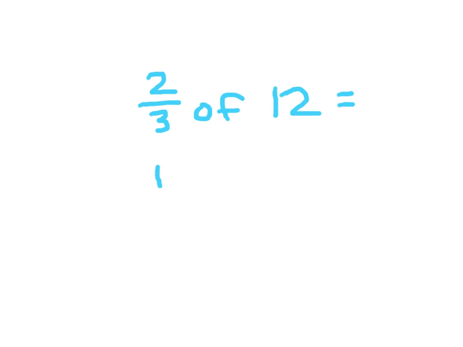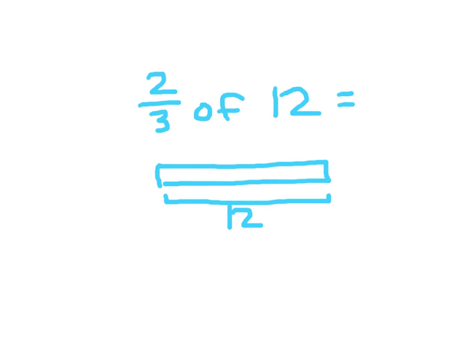2/3 of 12. Now if this whole bar represents 12, then we look at 2/3 of this whole bar. The whole bar is 12. And to look at 2/3, it's the denominator that tells us how many parts to divide that bar into. So we divide the bar into 3 parts. And then we end up looking at 2 of those parts.